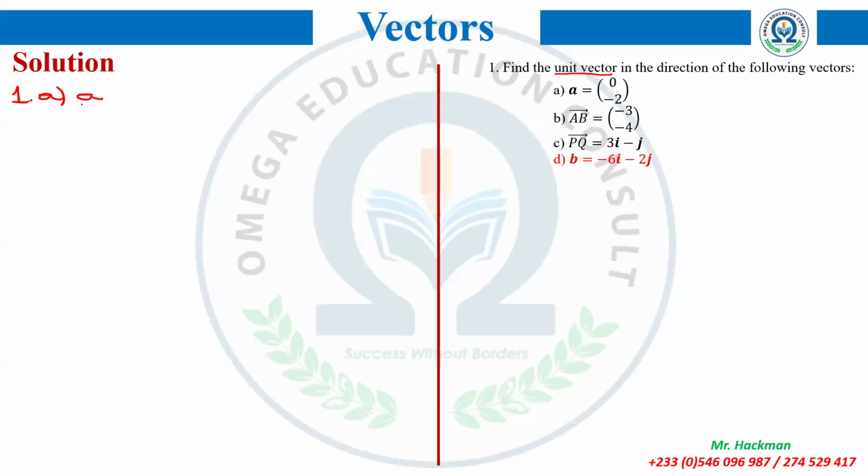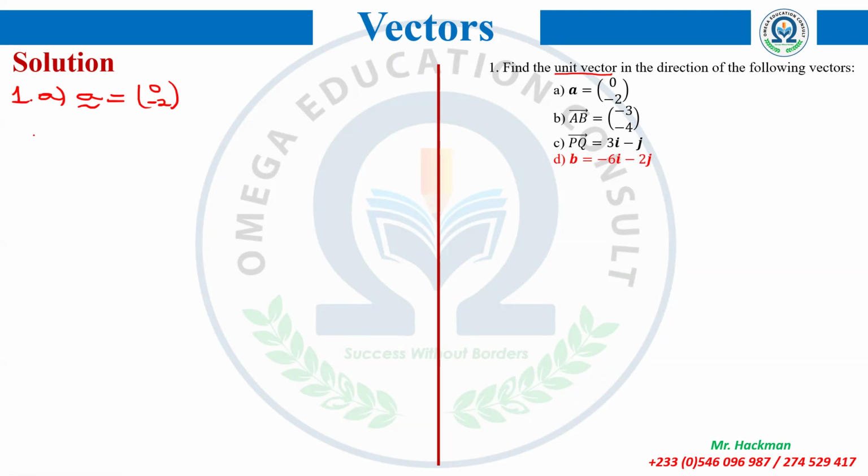For A, I've been given the vector A, which is in column form. Take note: because your given vector is in column form, any vector that you are asked to find must also be in column form. In this case, you are asked to find a unit vector, so what you are looking for is also a vector, and it must take the column form. I need to find the unit vector in the direction of this vector A.